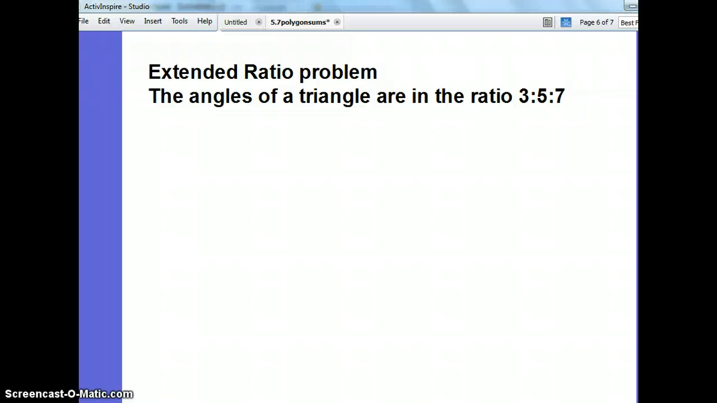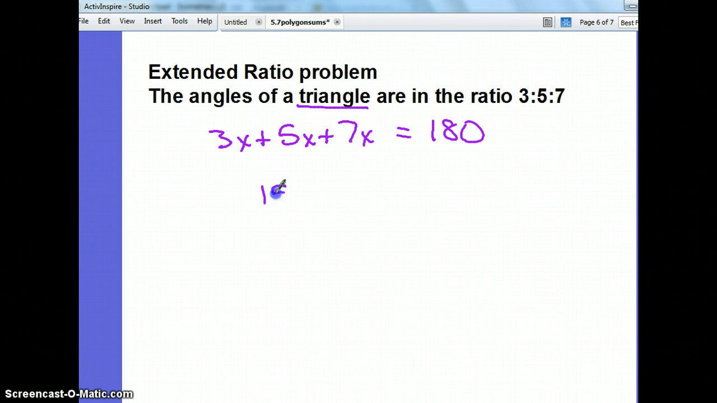There's also the idea of an extended ratio problem. If we have an extended ratio of 3 to 5 to 7, here's how we're going to solve that. We're going to put an x with each one of those. 3x plus 5x plus 7x, and we're adding them all together. What do all the angles in a triangle add up to? 180. So now we're just going to solve that. So that's 15x equals 180 degrees.